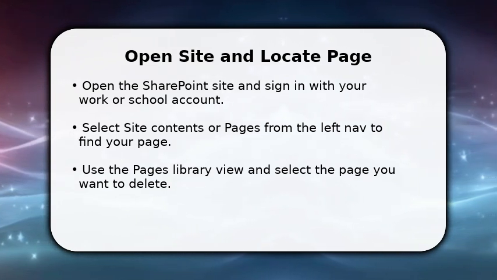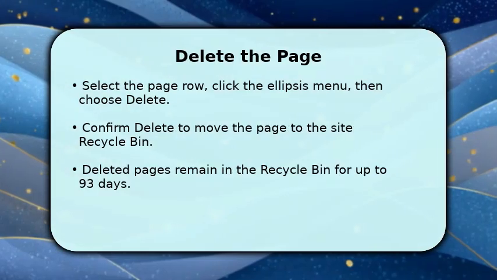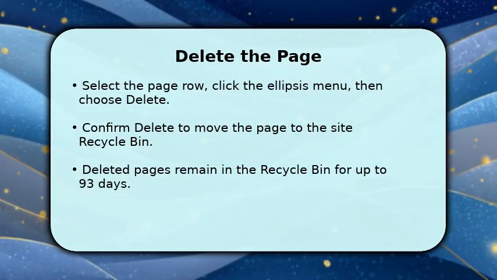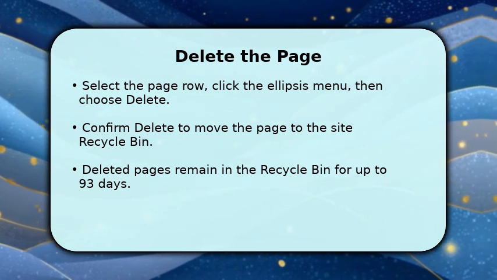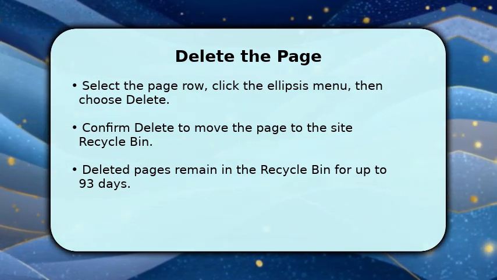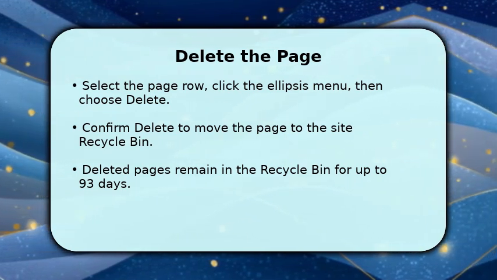Select the page row inside the Pages library and click the ellipsis menu. From the menu, choose Delete to remove the page from the library instantly. A confirmation dialog appears. Click Delete again to proceed with removal. The page then moves to the Site Recycle bin and is not yet permanently deleted.